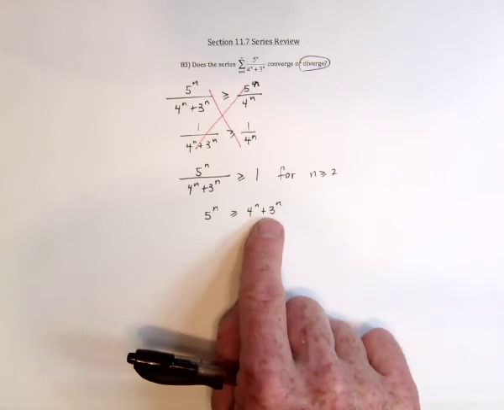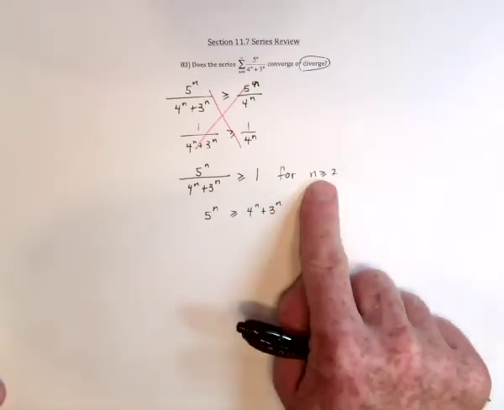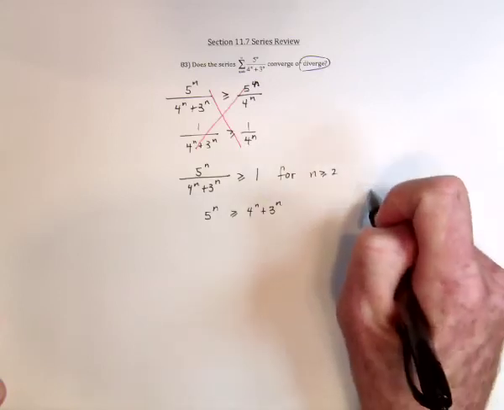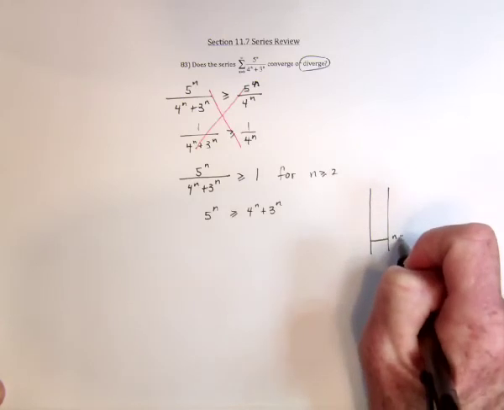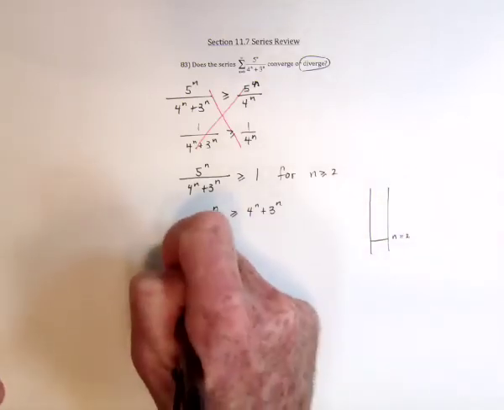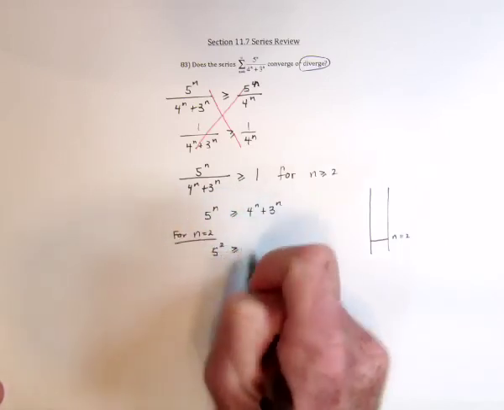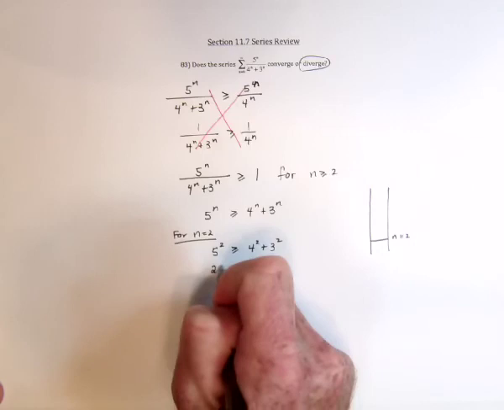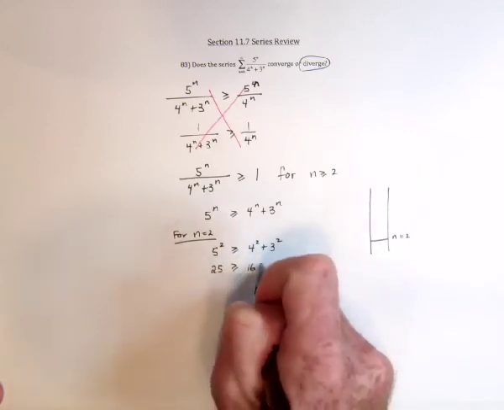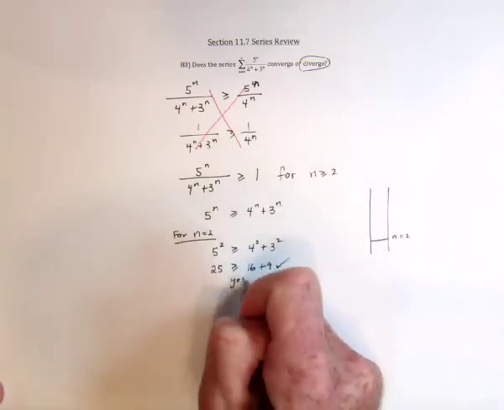All right, then what we do is, this is called a proof by induction. What you do is you say, okay, I know that it's true for 2. So it's sort of like climbing a ladder. You say, all right, here's n equals 2. I can plug in a 2, and I would get 5 squared. Is that bigger than or equal to 4 squared plus 3 squared? So is 25 bigger than or equal to a 16 plus a 9? Yes, because they're equal. So yes, it passes that.